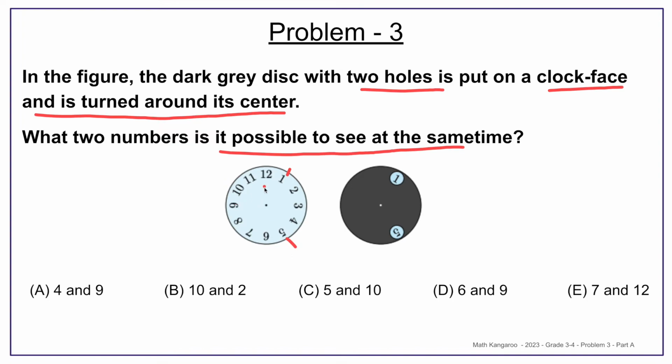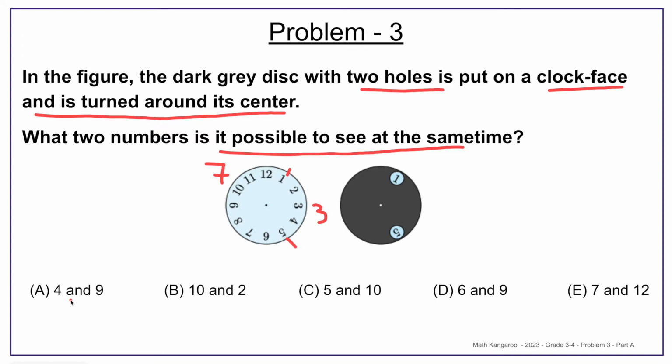Let's find the proportion for it. So we have 1, 2, 3 numbers in between. We have 1, 2, 3, 4, 5, 6, 7. 7 in between these two numbers. Now whenever we rotate, this proportion will remain the same.